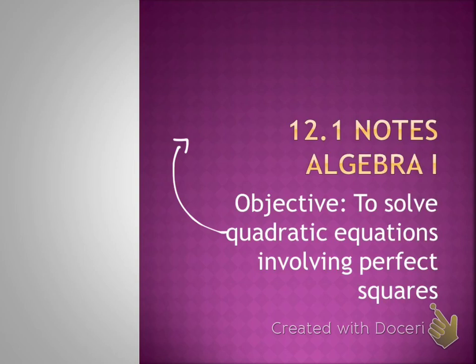So quadratic means that x has what exponent? Squared. So quadratic means that we're going to have a variable squared, usually x. And today they are going to involve perfect squares.